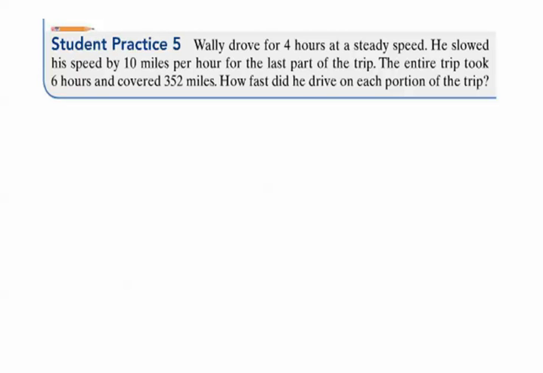So recall, our basic formula here is distance equals rate times time. We have two parts to this trip. We have him driving 4 hours at a steady speed and then slowing his speed by 10 miles per hour for the last part of the trip.